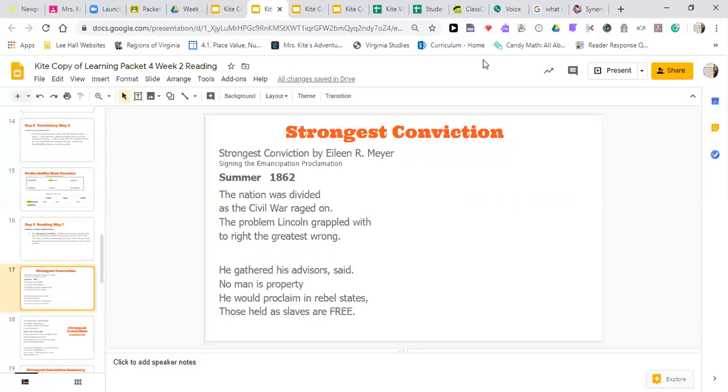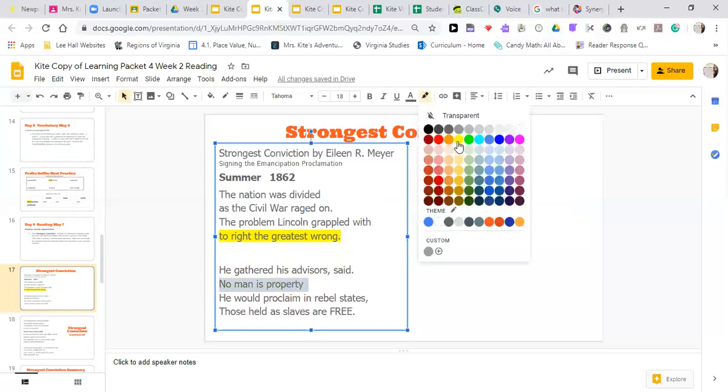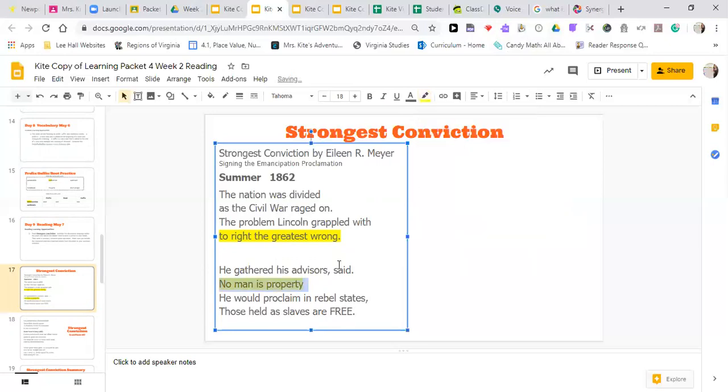The nation was divided as the Civil War raged on, the problem Lincoln grappled with to right the greatest wrong. Right here, I want us to talk about this line, to right the greatest wrong. In this case, the greatest wrong that he is trying to right is, if you said slavery, you are right. He is trying to right the wrong of slavery. He gathered his advisors, said, "No man is property." Again, that shows us Abraham Lincoln's conviction that slavery is wrong. No man should be property.